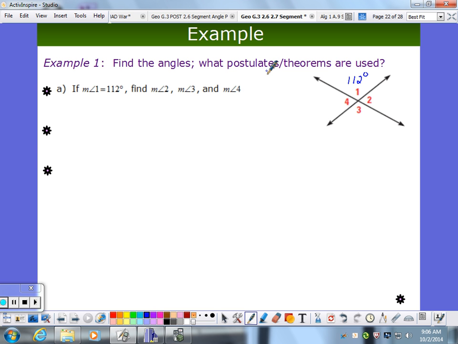So let's see what we got here. What's the measure of angle 2 going to be? 68 degrees. How'd you get that? By the linear pair postulate, I know that these are supplementary angles, so that means 180 minus 112.